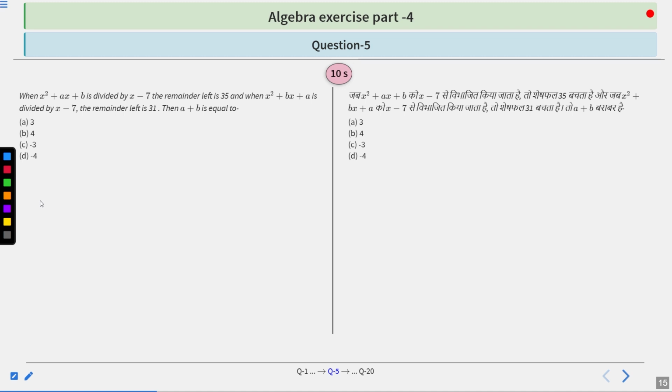Next, when x square plus ax plus b is divided by x minus 7, the remainder left is 35. And when x square plus bx plus a is divided by x minus 7, the remainder is 31. Then a plus b is equal to, and options are option A 3, option B 4, option C minus 3, and option D minus 4. These are the options. And I'm giving you 10 seconds to find out the correct answer. After that, I will do the solution.